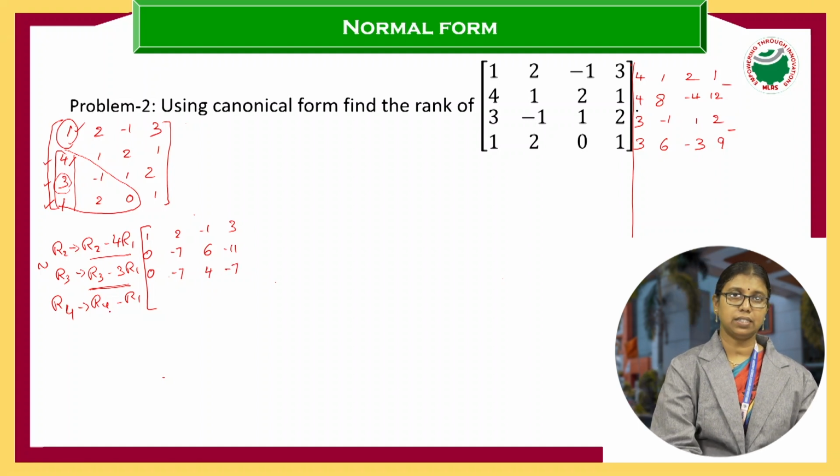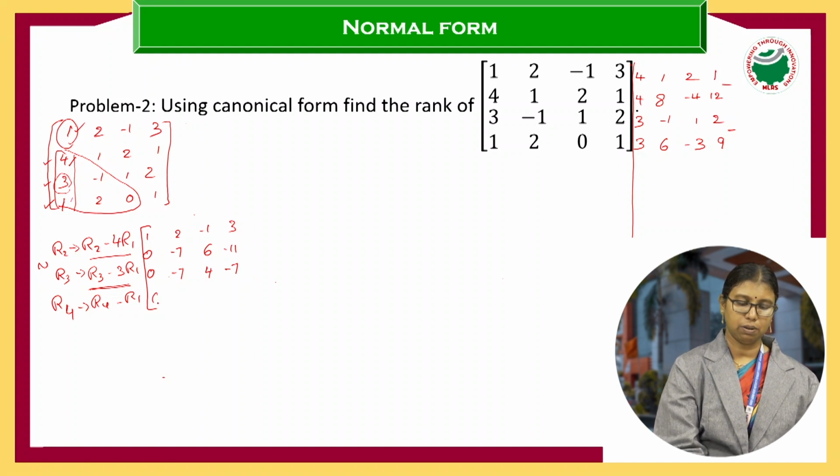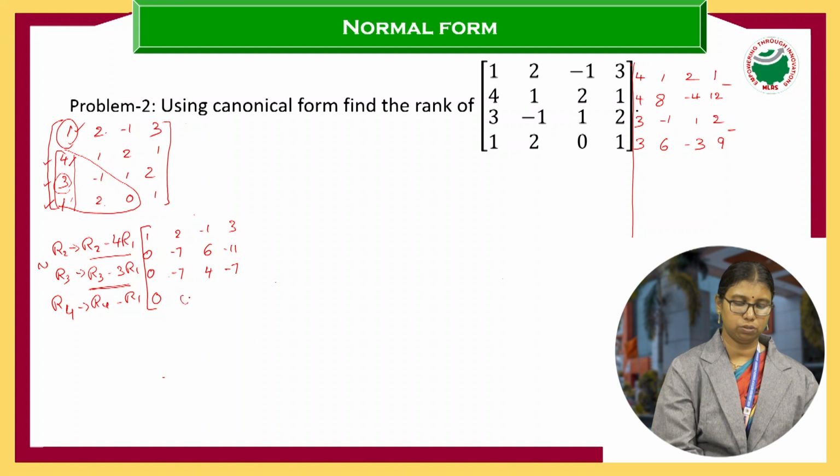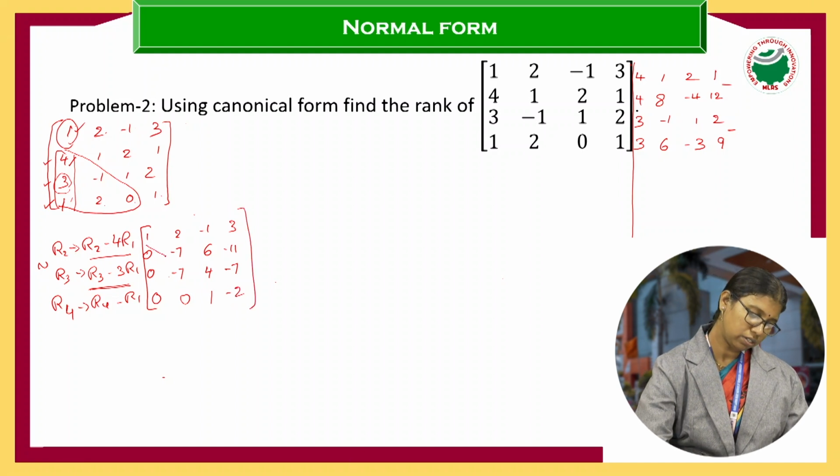Next R4 minus R1. Here only I am doing the calculation. R4 minus R1: 1 minus 1 is 0. 2 minus 2 is 0. 0 minus of minus 1 is plus 1. 1 minus 3 is minus 2. Now represent the below diagonal values.